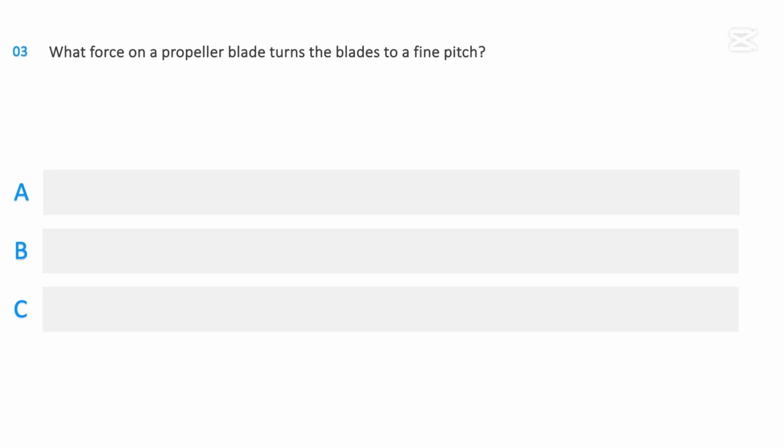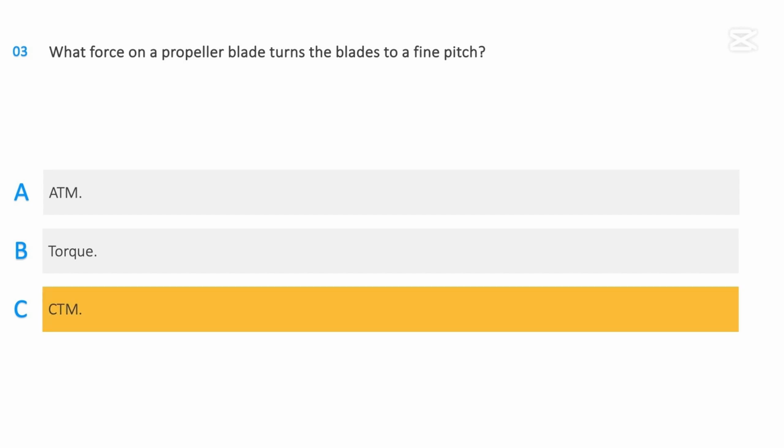What force on a propeller blade turns the blades to a fine pitch? ATM. Torque. CTM. The correct answer is CTM.